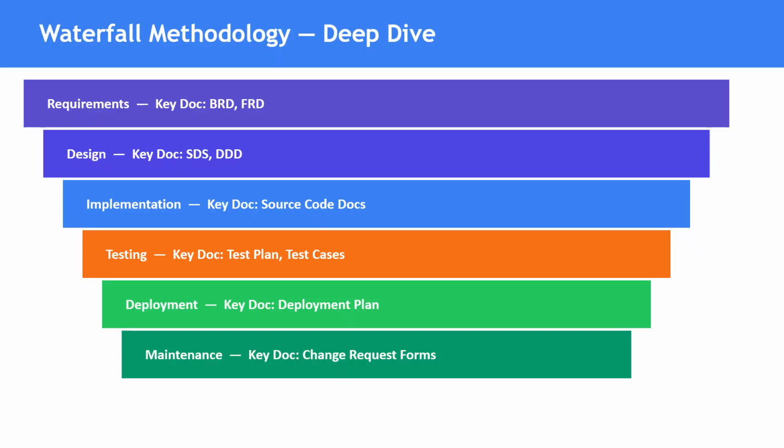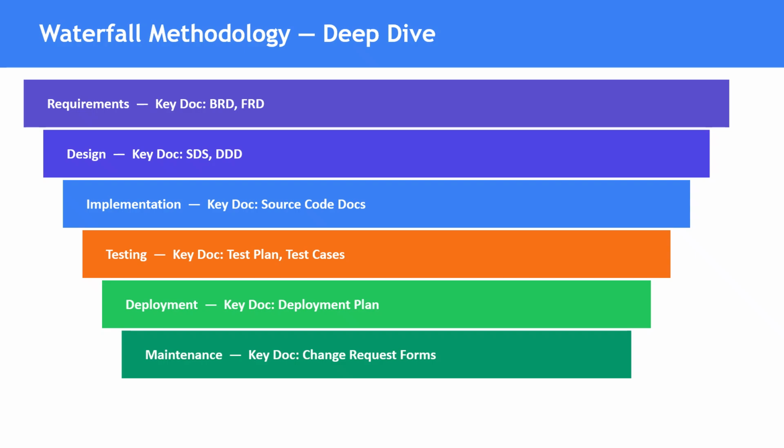Waterfall follows a step-by-step approach where each phase is completed before moving to the next. First is requirement. In this phase, business analysts gather and document requirements. BRD explains business needs and FRD defines system functionality. This phase is critical because everything depends on these requirements.